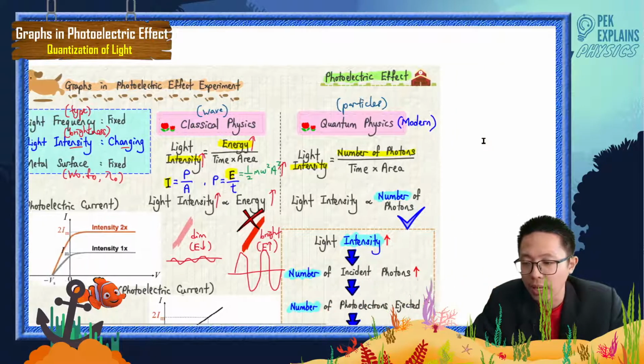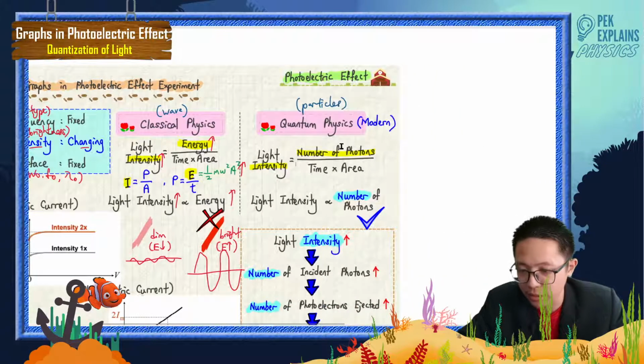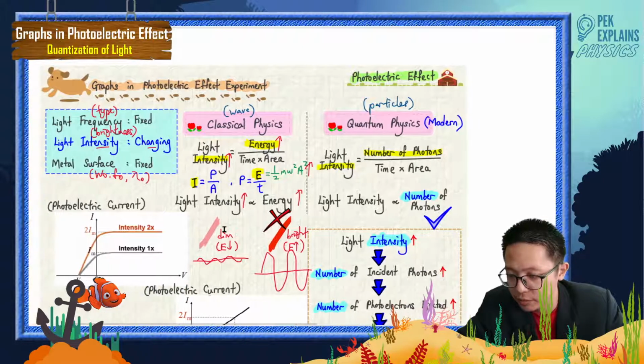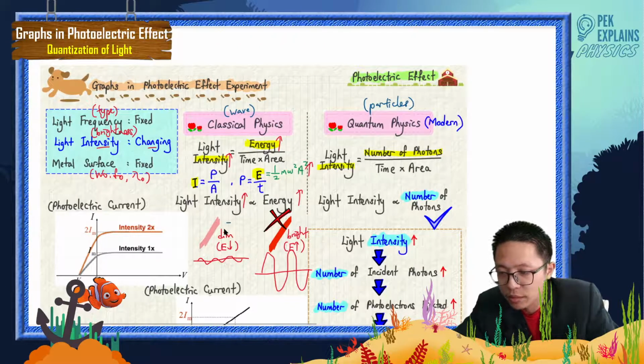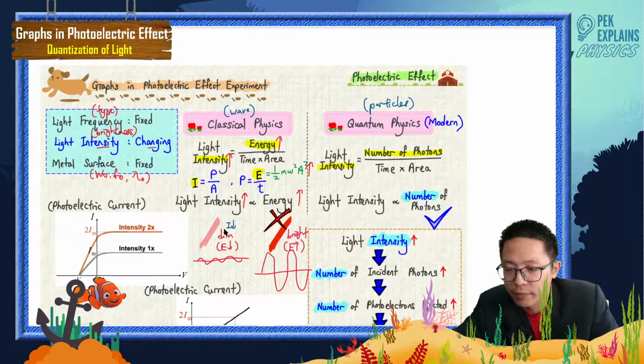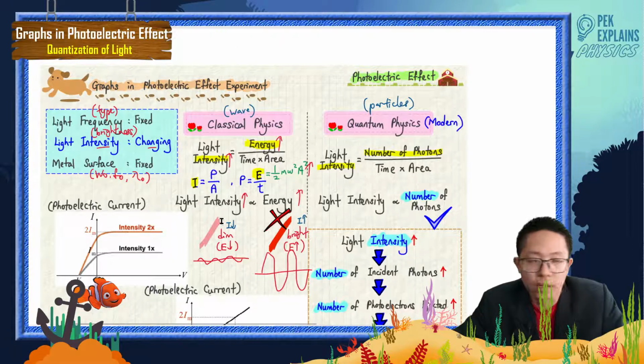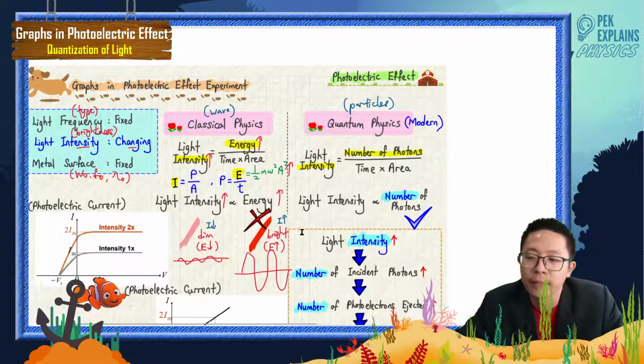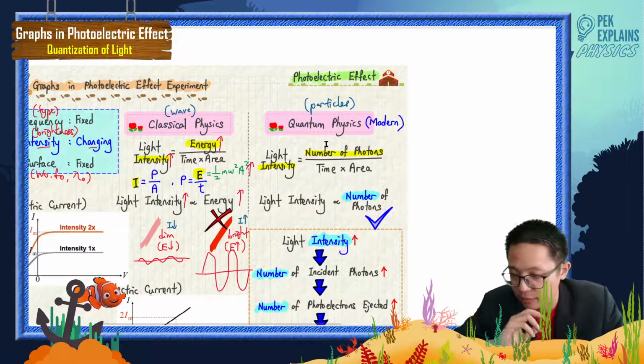So about the low energy, if low intensity, what happened? Let's write this down. The dim one means low intensity, bright one means high intensity. Low intensity means low energy, high intensity means high energy. This is what they think, classical physics. But this is not correct. The quantum physics one is the correct one.